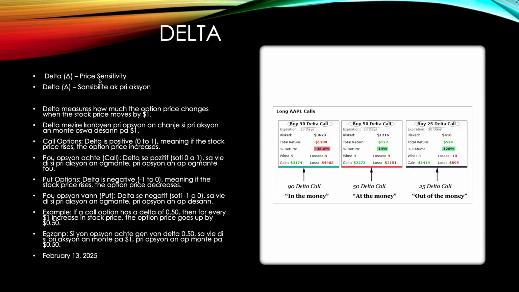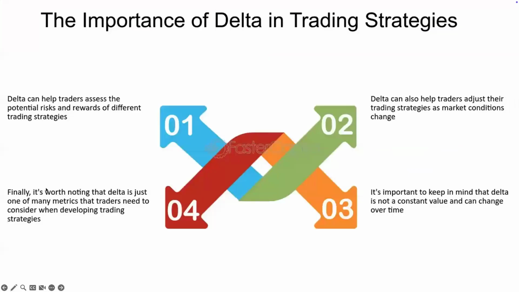Delta is price sensitivity. OK? Price sensitivity, a dit comme ça. Chaque stock a move by $1, il move by un temps. Chaque dollar, il move un pourcentage. S'il move par $1, ça dit $50.